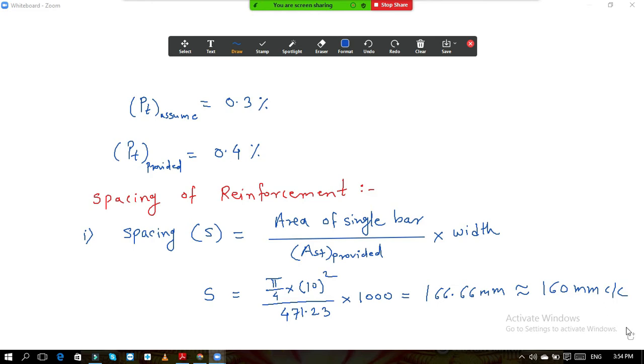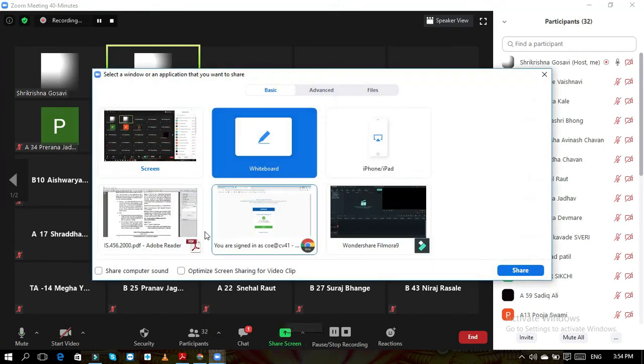So this is the first thing. Second thing, secondly, the IS code says that spacing S is equal to 3 into effective depth, 3D. What is our effective depth? 115 mm. So it is 3 into 115. You do the calculation. I will show you where it is given in the IS code, so we will move to the IS code.